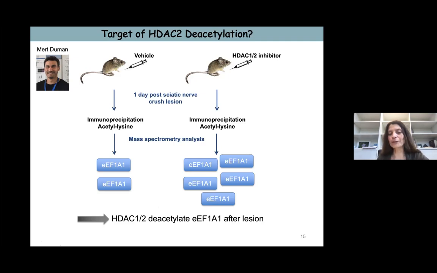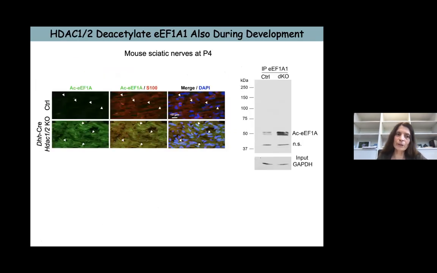We wanted to know whether it's also a target of HDAC1/2 during development. To answer this question, we knocked out HDAC1 and HDAC2 together. We crossed HDAC1, HDAC2 flox mice with mice expressing the Cre recombinase under the desert hedgehog promoter, which is active during embryonic life in Schwann cells, but after specification.